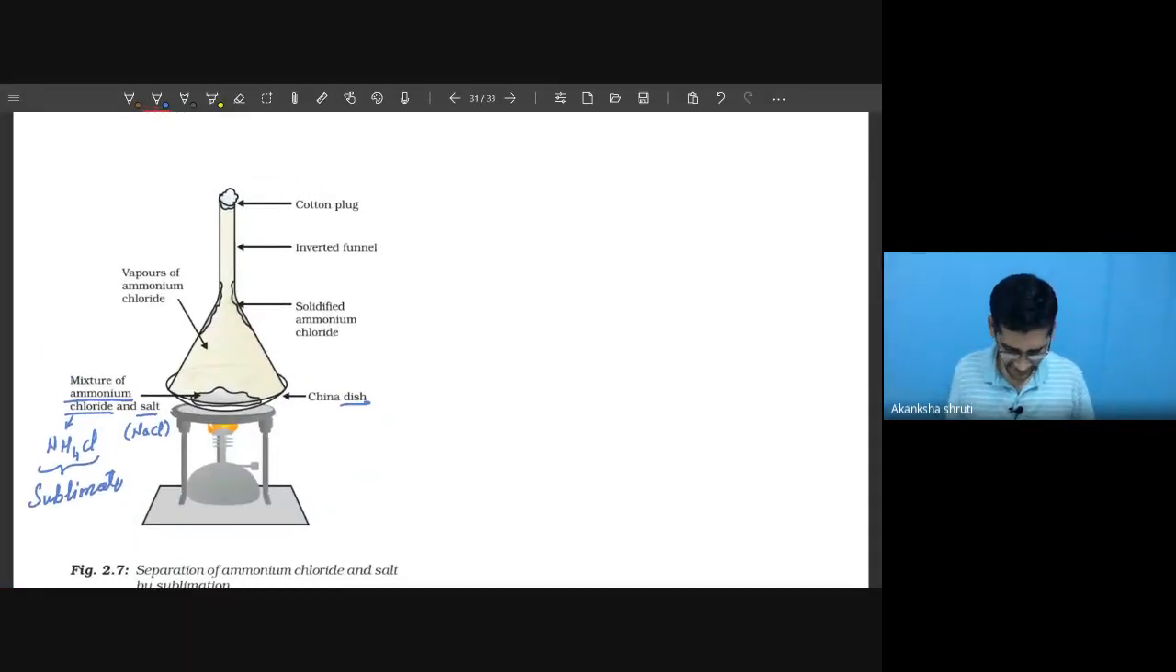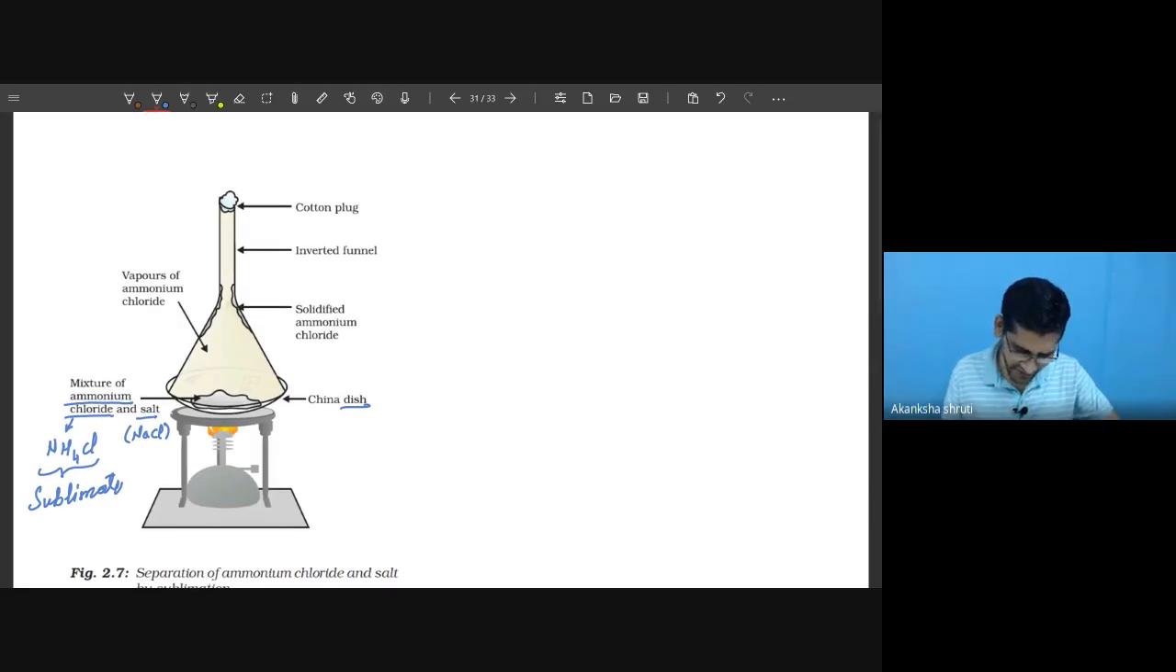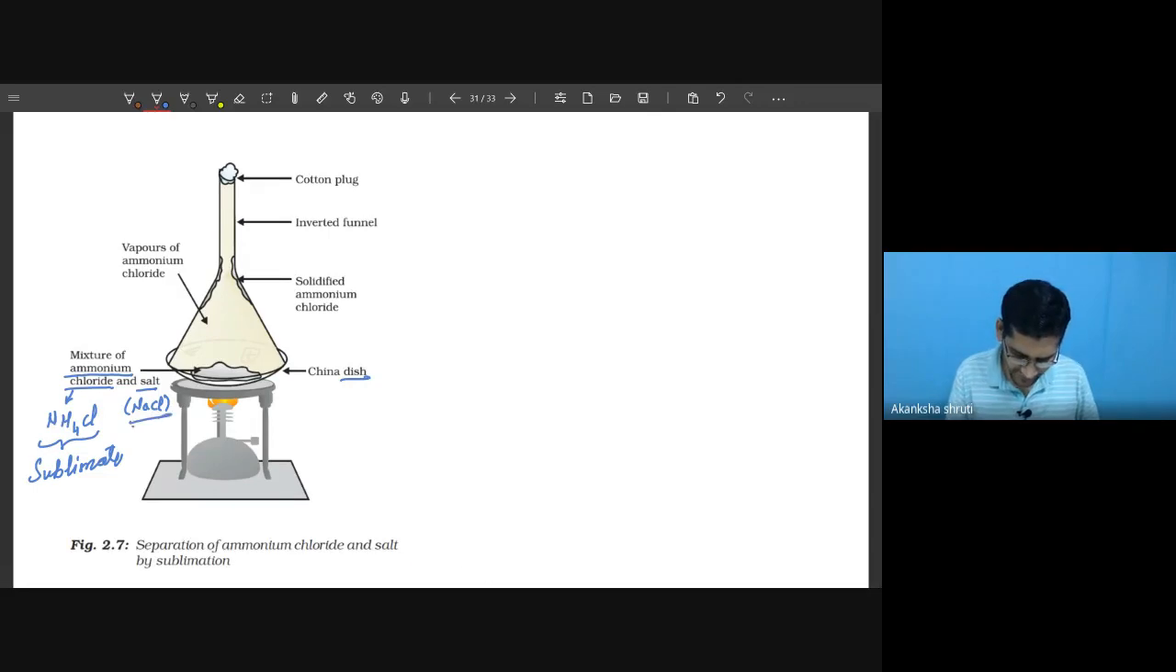Okay, please continue. So this is the process of sublimation, in which the mixture is a mixture of sodium chloride salt and ammonium chloride salt. When the sodium chloride and ammonium chloride mixture is heated, what will happen? Ammonium chloride vapor will form. See here, it is the ammonium chloride vapor which is formed.